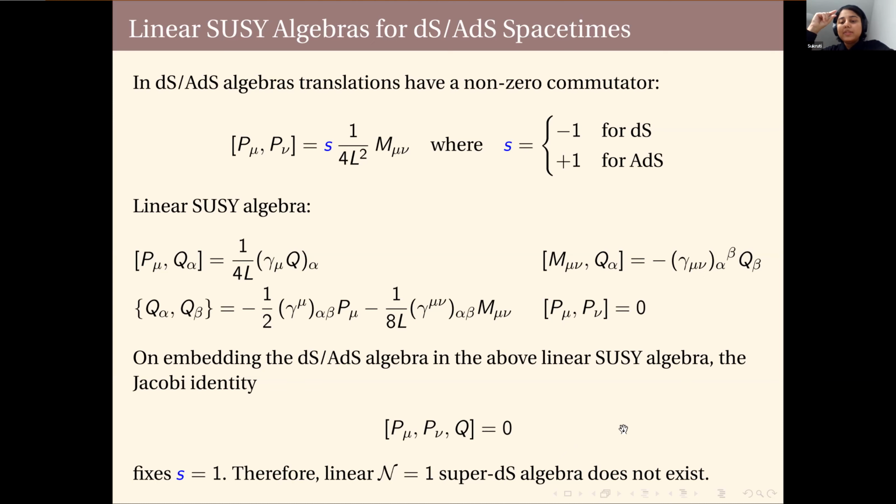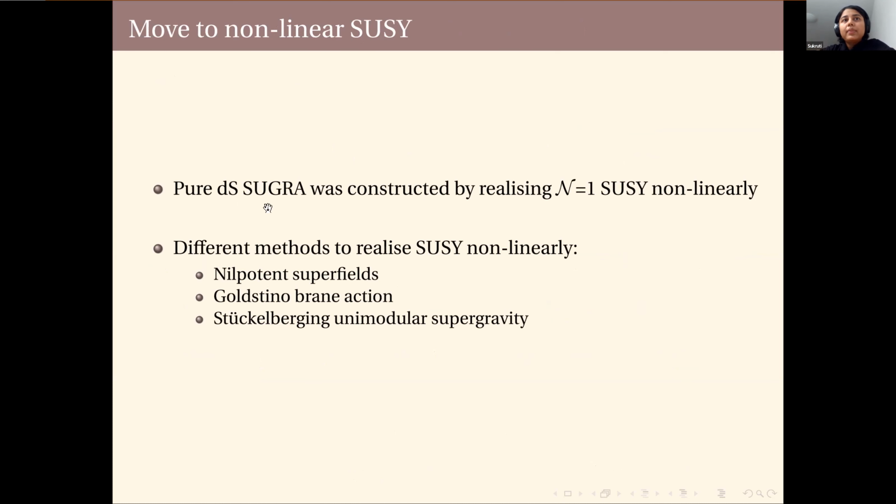Another point I want to emphasize is that we are particularly interested in pure de Sitter supergravity, which means supergravity that is not coupled to scalar or matter fields. Pure dS supergravity was realized for the first time in 2015 by Bergshoeff and collaborators. Soon after, some other groups also came up with different methods of realizing the supersymmetry nonlinearly. These are the different methods here.